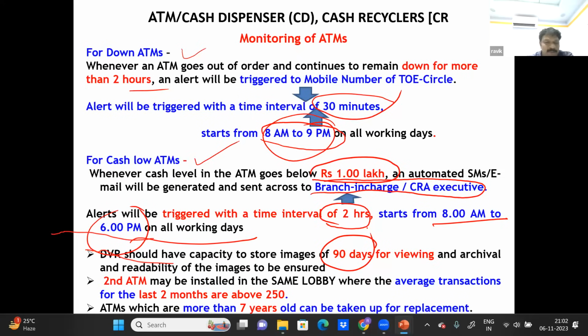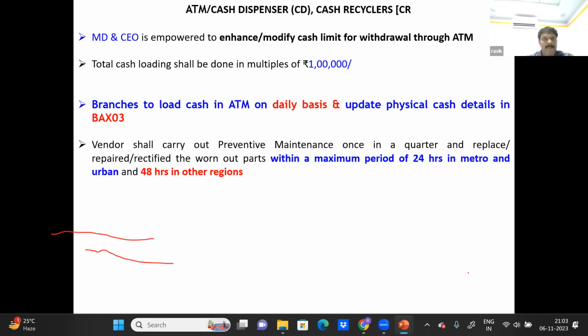Second ATM, if a branch wants, sir, so many hits are coming, sir, we want a second ATM. Yes, it can be given, no problem. Only thing is, for the last 2 months, average transactions should be above 250. Then only it will be given. For giving a second ATM to any branch, if the average transactions for the last 2 months are above 250, then a second ATM can be given. Then ATMs which are more than 7 years old can be replaced.